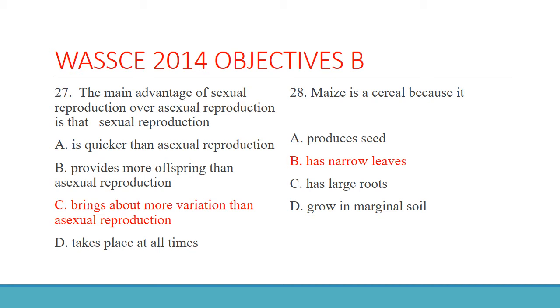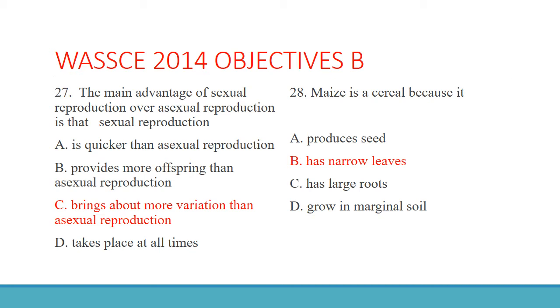So now, if you look at this, you realize that in sexual reproduction, because you are involving two individuals, there will be more variation. Variation means that there will be more variety in character as compared to asexual reproduction. Because with asexual reproduction, assuming there's a plant like sugar cane, you cut a portion and replant it, you get the same taste of sugar cane from the new plant, because it's just one individual.